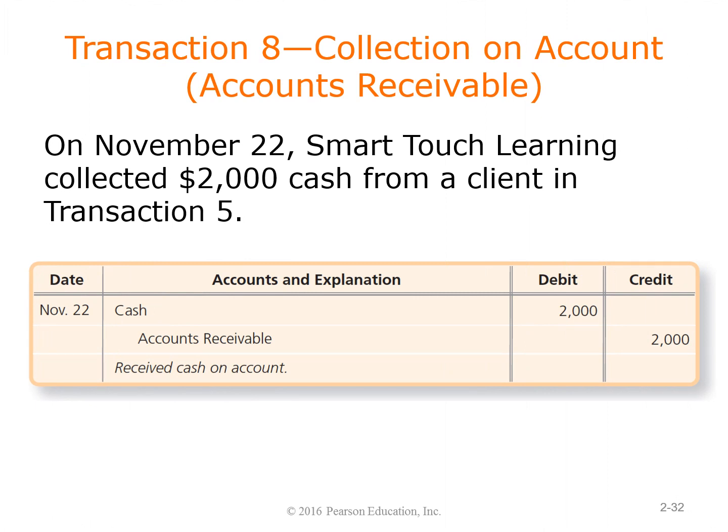On November 22, Smart Touch Learning collected 2,000 cash from a client in transaction 5. So again, we collected out of the accounts receivable, so cash increased in the debit, and whatever we were entitled to receive has decreased, so it has been credited by the same amount.